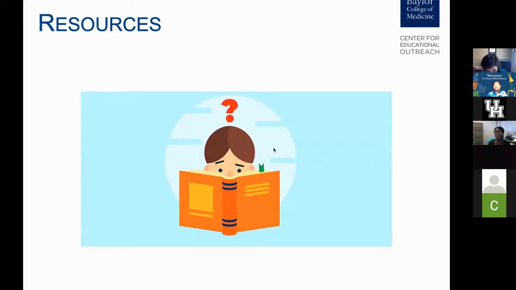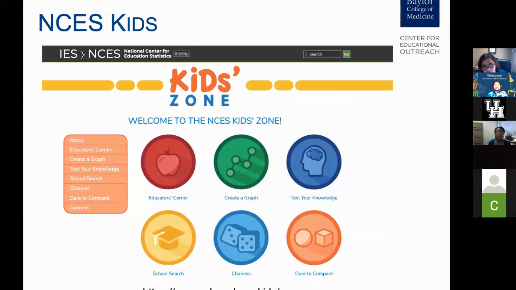Other resources that I strongly recommend that I have used before and that I think are helpful. NCES Kids. The National Center for Education Statistics has great data. If you're looking for a data set, especially for students who might not have the time or ability to run their own experiment but want to explore data, they have data sets that you can pull variables from and do their own research on the data set.